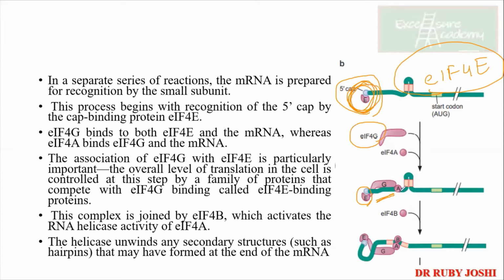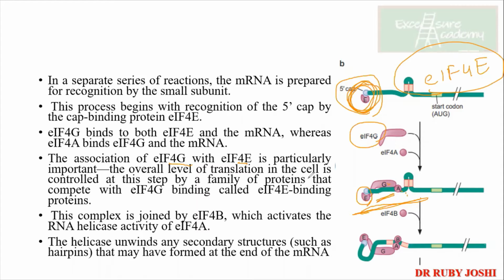Now, अब A क्या करता है? EIF4A binds your G and mRNA. So G क्या कर रहा है? E and mRNA. A क्या कर रहा है? G and mRNA. Okay. All these associations are important so that the overall translation can be controlled. The association of EIF4G and E is important because the overall level of translation in the cell is controlled at this step. Later, once we complete this topic, you will see that the regulation of translation is controlled at this stage, EIF4G and A.